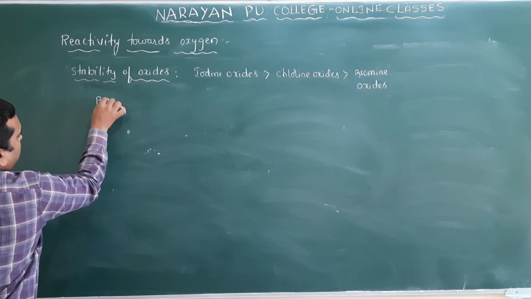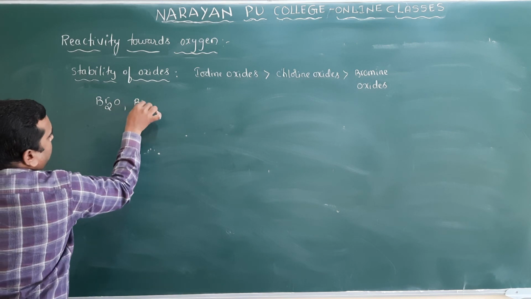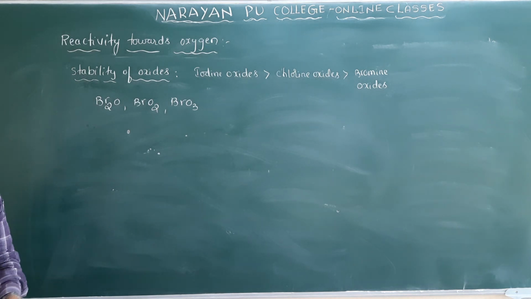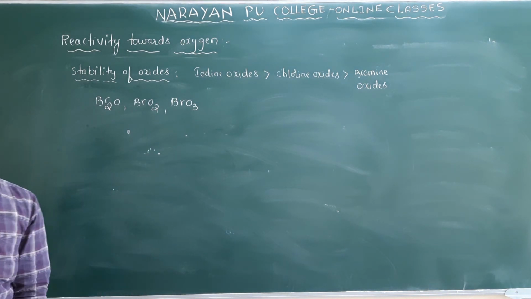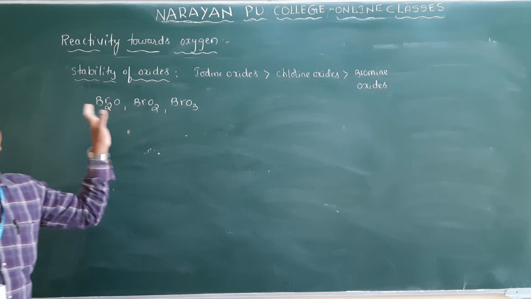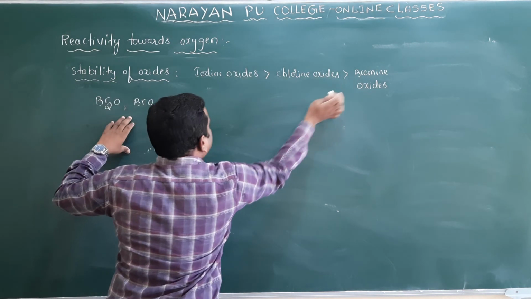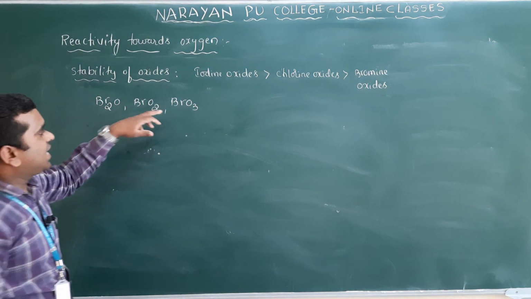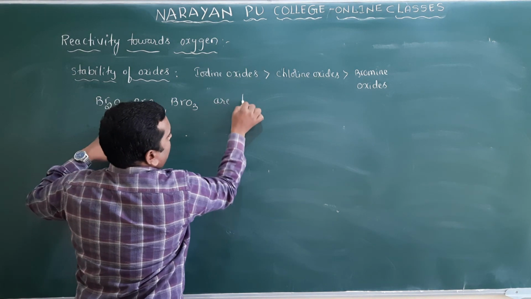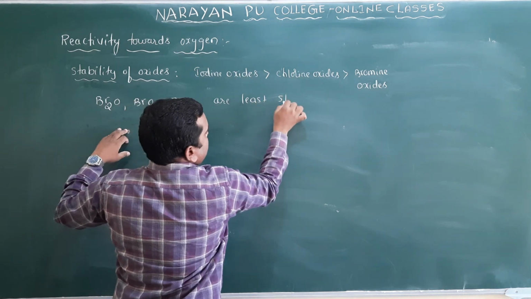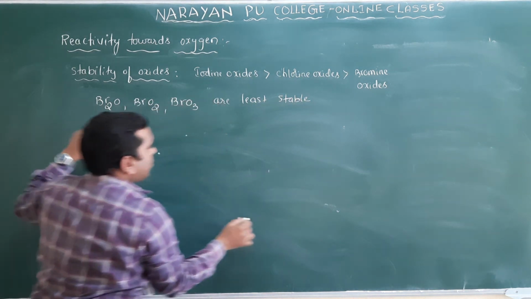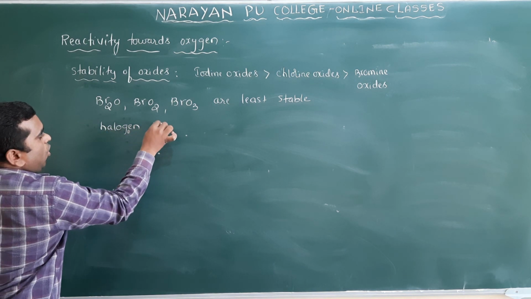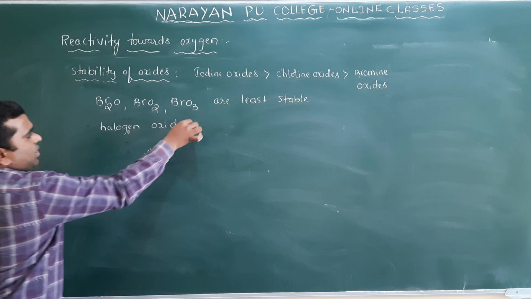First one is Br2O, and BrO2 and BrO3. So these are the main oxides of bromine, and they are the least stable. Just now we have discussed: Br2O, bromine monoxide, dioxide and trioxides are the least stable halogen oxides. These are least stable.